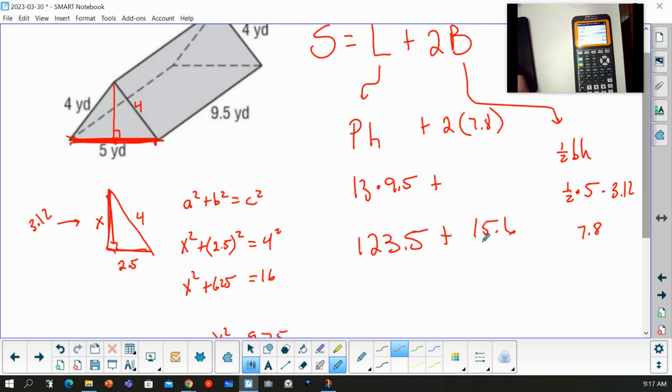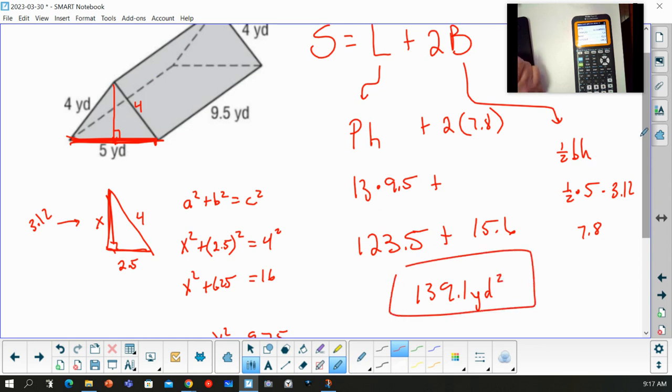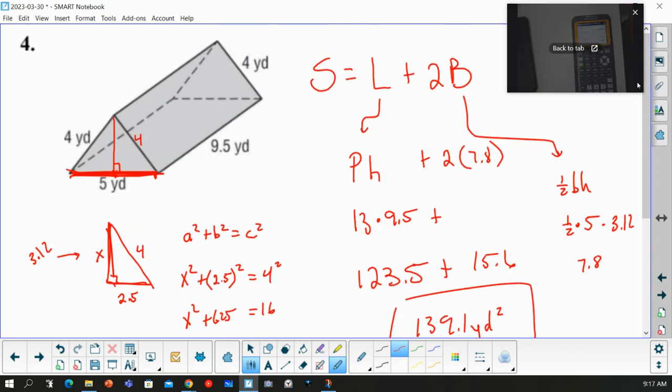So now we have the surface area is going to be the lateral area plus 2 times the area of the base, which I have. So let's do 15.6 plus 123.5, and I get 139.1. 139.1 is the surface area of this whole thing, and it's yards squared. That is the answer to this next problem, problem number 4.